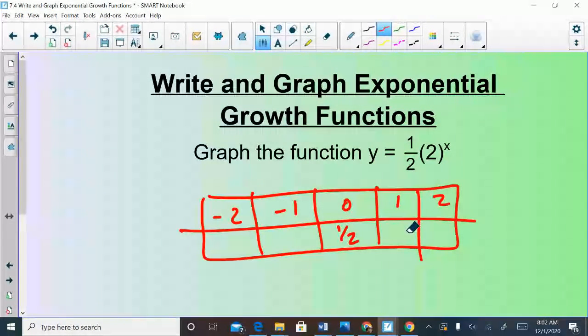I could do some of these other ones probably too, honestly. 2 to the 1st power is 2, and 2 times a half is 1. 2 to the 2nd power is 4, and 4 times a half is 2, right? So I am able to produce quite a few of these. 2 to the -1st is 1/2. This is going to be 1/4. And 2 to the -2nd is 1/4. This one is going to be 1/8. Now, if you weren't able to do this in your head, a calculator will do just fine.